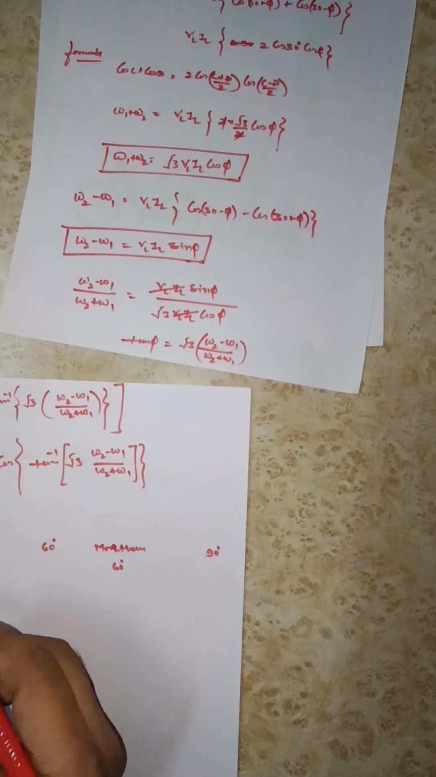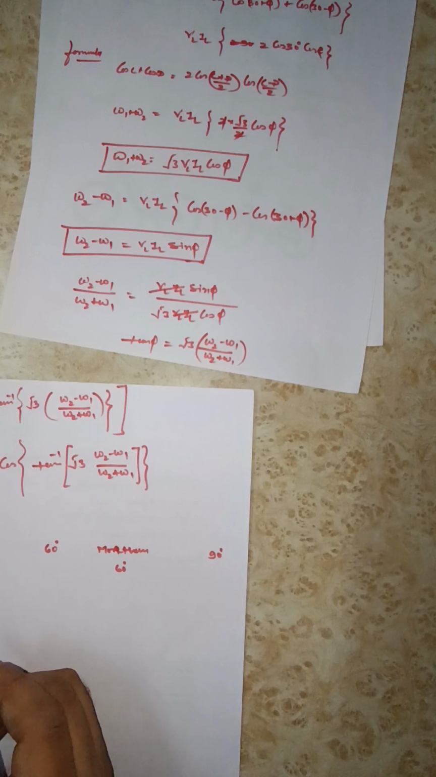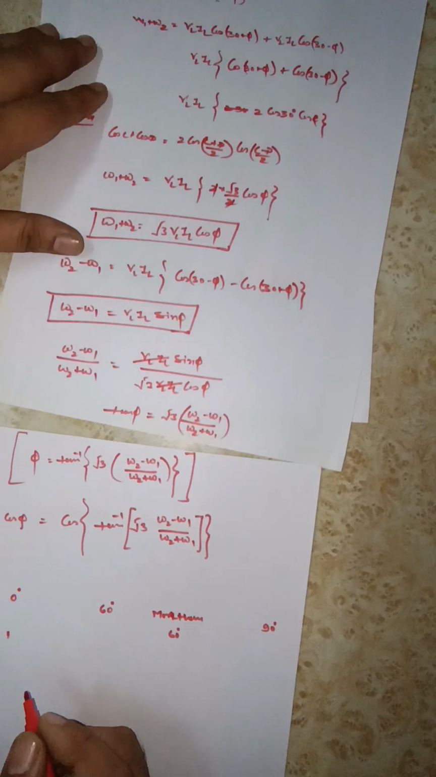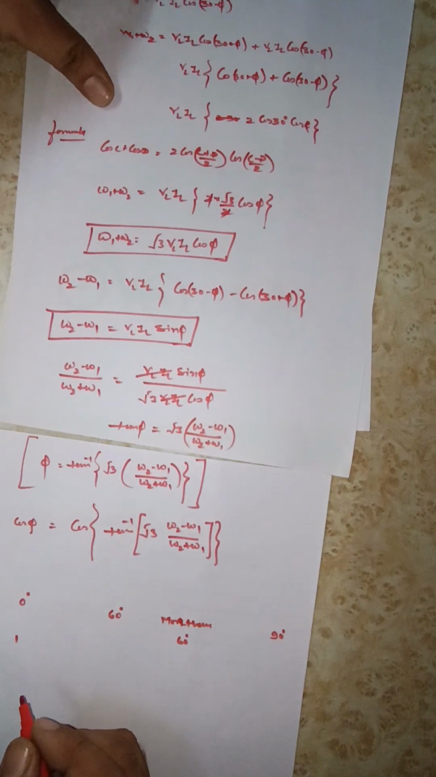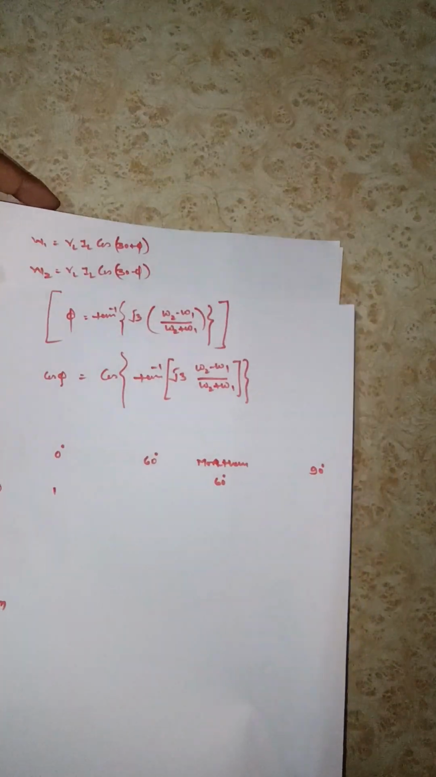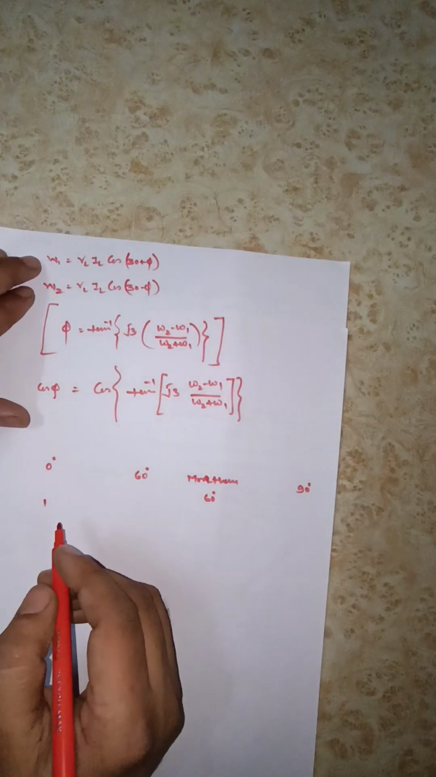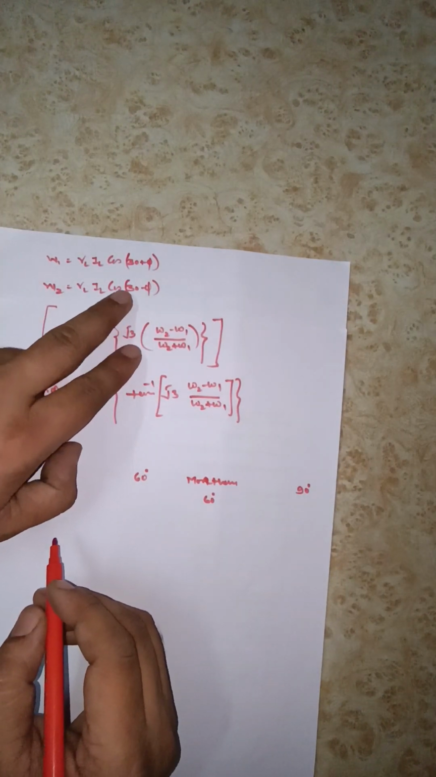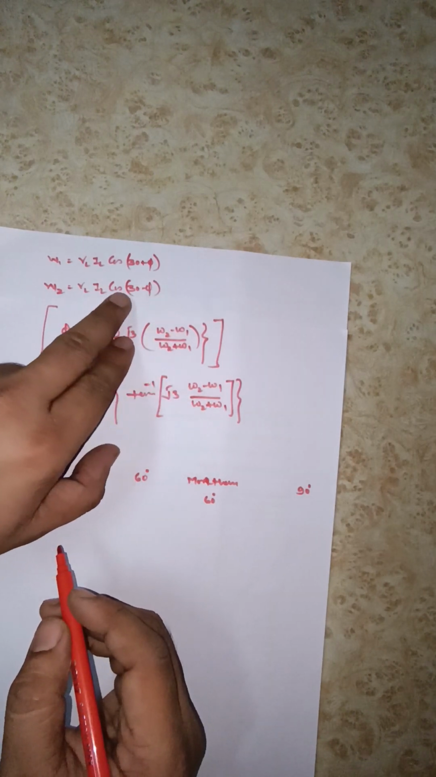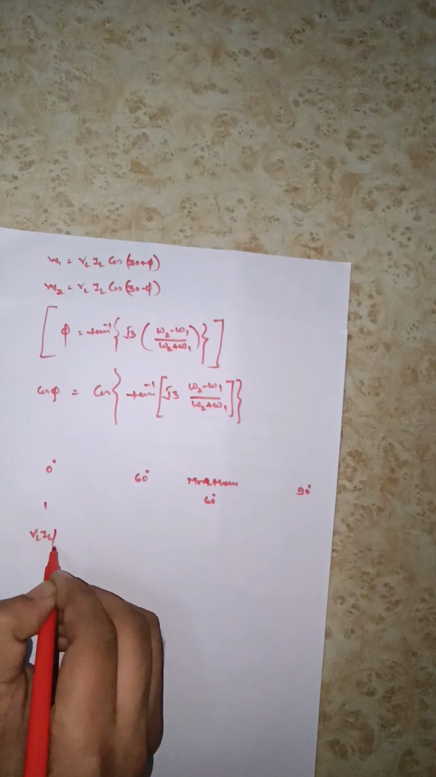What will be the value of cos phi at 0 degree? Power factor will be 1. Okay. And what will be W2 and W1? What will be the value of W2 when phi will be 0? Cos 30 will be equal to root 3 by 2. So it will be equal to VL IL by 2.